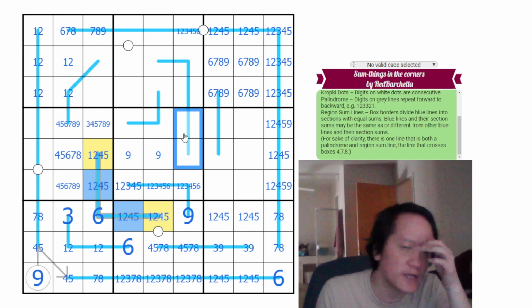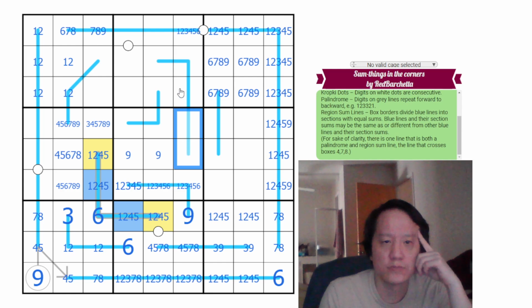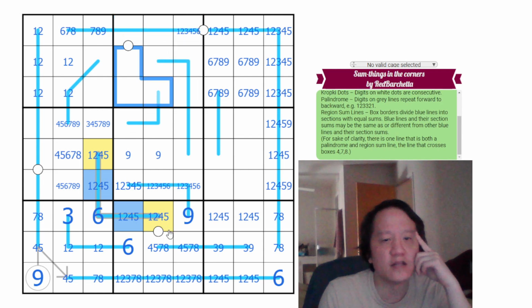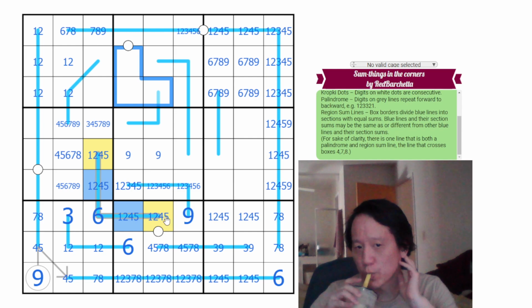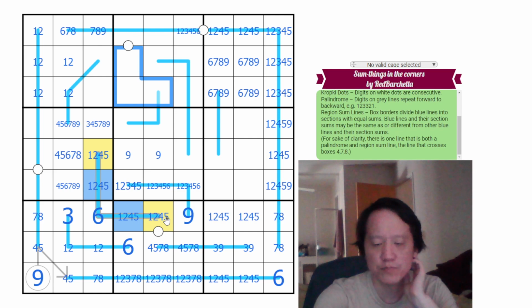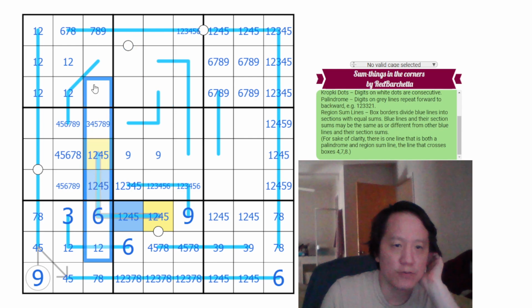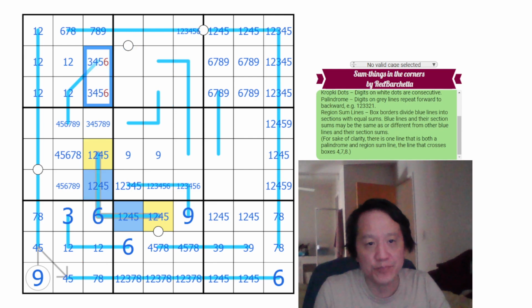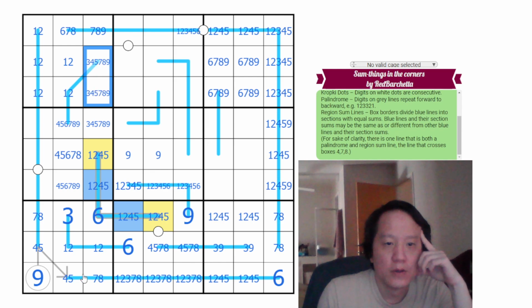This is 15 at most. Doesn't really tell us much. That could be 15, so that's 15. So this is 15 at least, but that doesn't really tell us much either. Right, so this is 3 through 9. No 6, obviously. Because that's 1 or 2. This is 1 or 2.